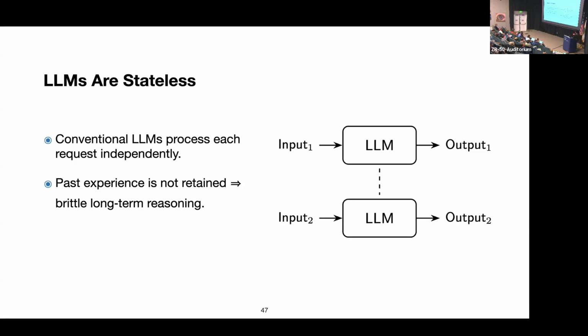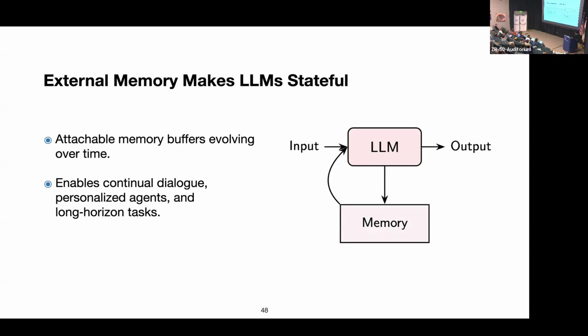If you check how it's implemented for chatbots, what people are doing is accumulating the dialogue history, and whenever you have a new input, they connect it with the history and send it to the model again. So this is actually a fake memory implementation, and that's why it's stateless. Naturally, an external memory module makes the language model stateful. You have an attachable memory to buffer your information over time. It enables the model to have continual dialogue, personalized agents, and perform long-horizon tasks. Basically, it stores your experience and your past history.